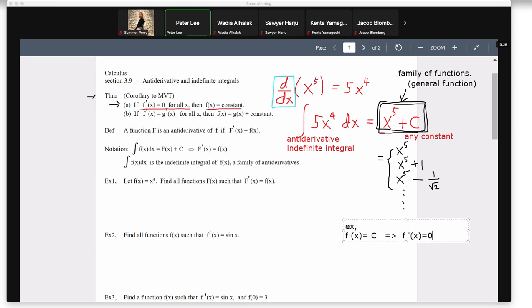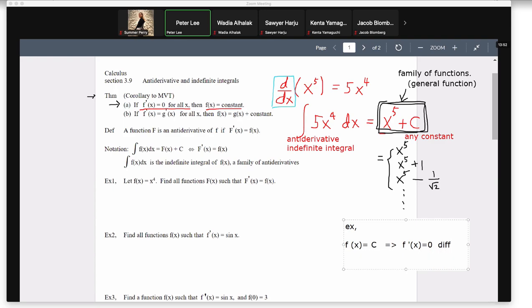Yes. So now, if f of x equals c, if f of x equals a constant, then from there can you conclude that the derivative is 0? Yes. This is called differentiation. This is what happens if I take the derivative.